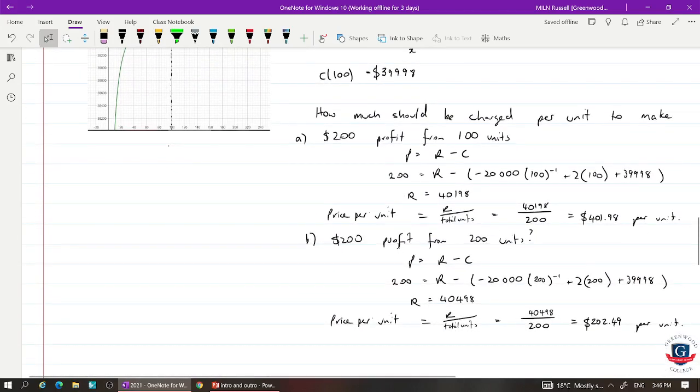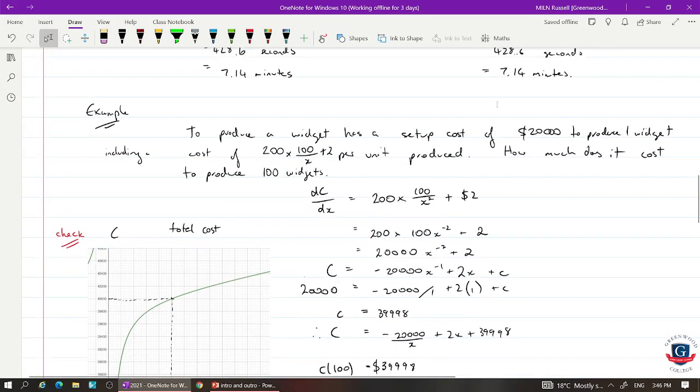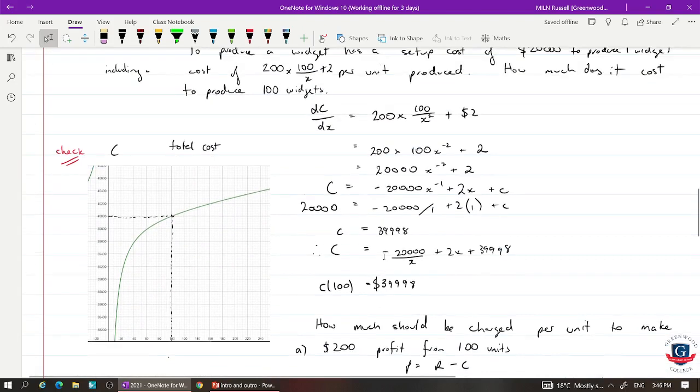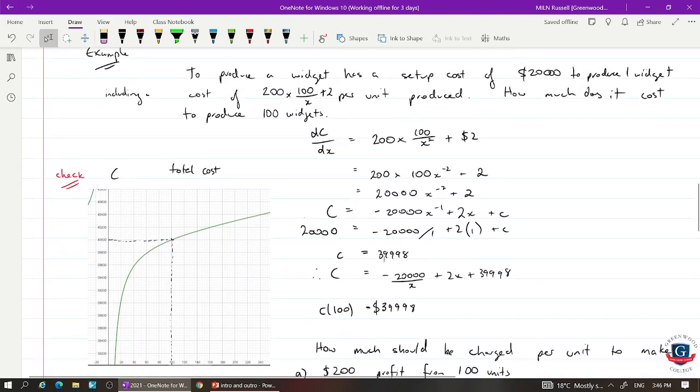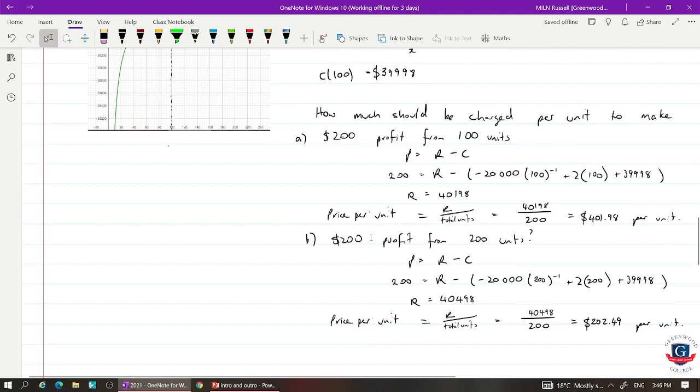Now, we can look at how much should be charged per unit to make $200 worth of profit. So $200 of profit from 100 units. This is still bugging me. If the initial cost is $20,000, so it does cost more. Good, okay. Yep, no, it's okay. So how much should we charge per unit to make a $200 profit from 100 units?